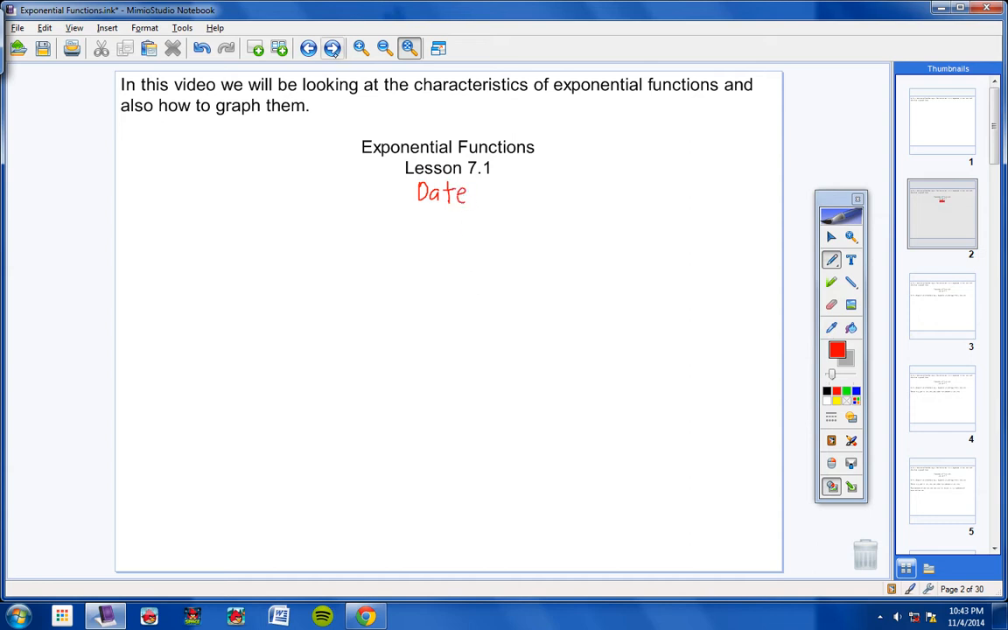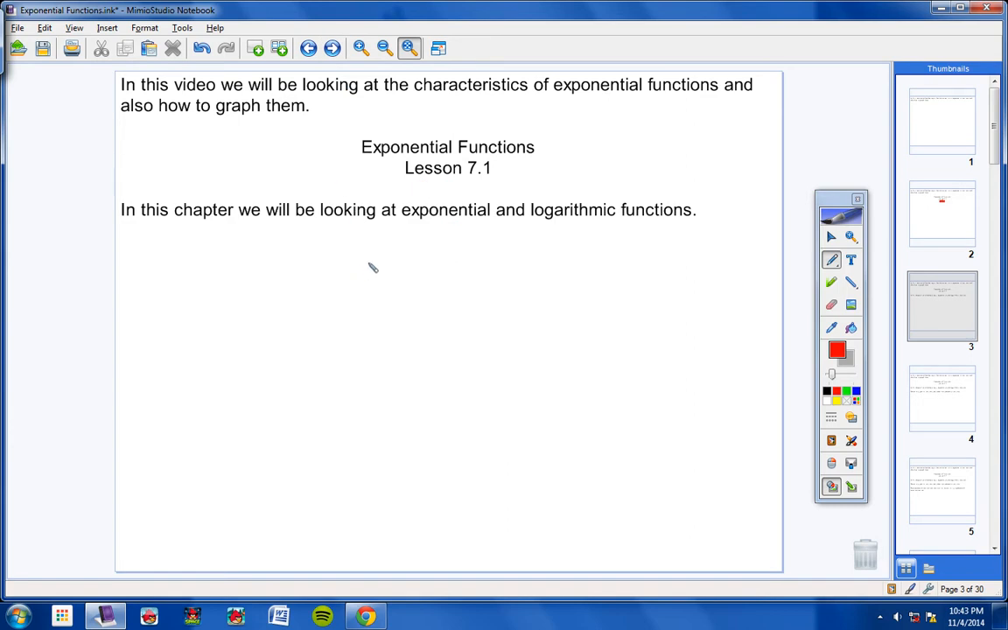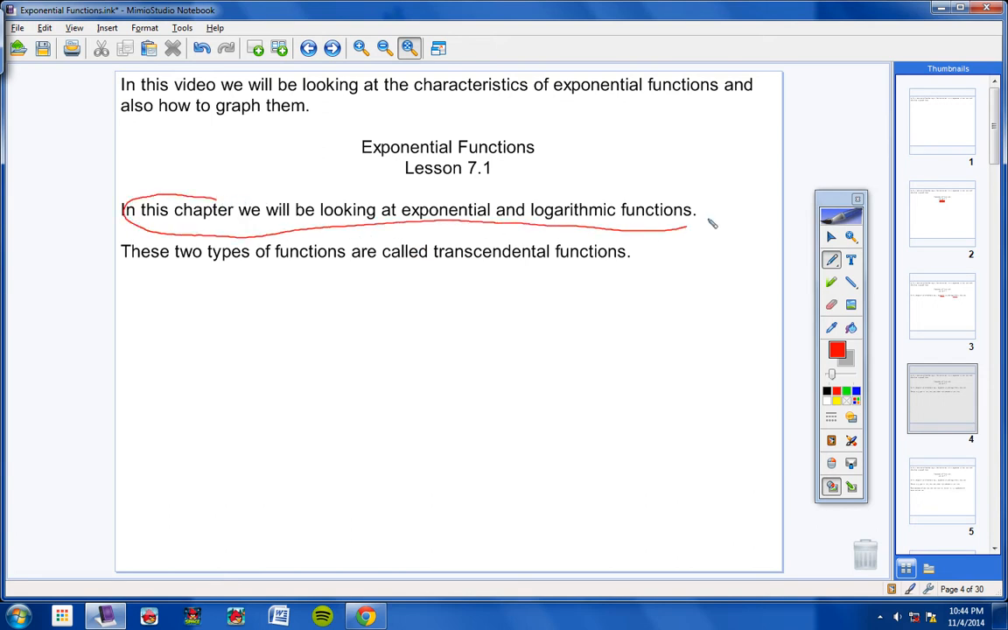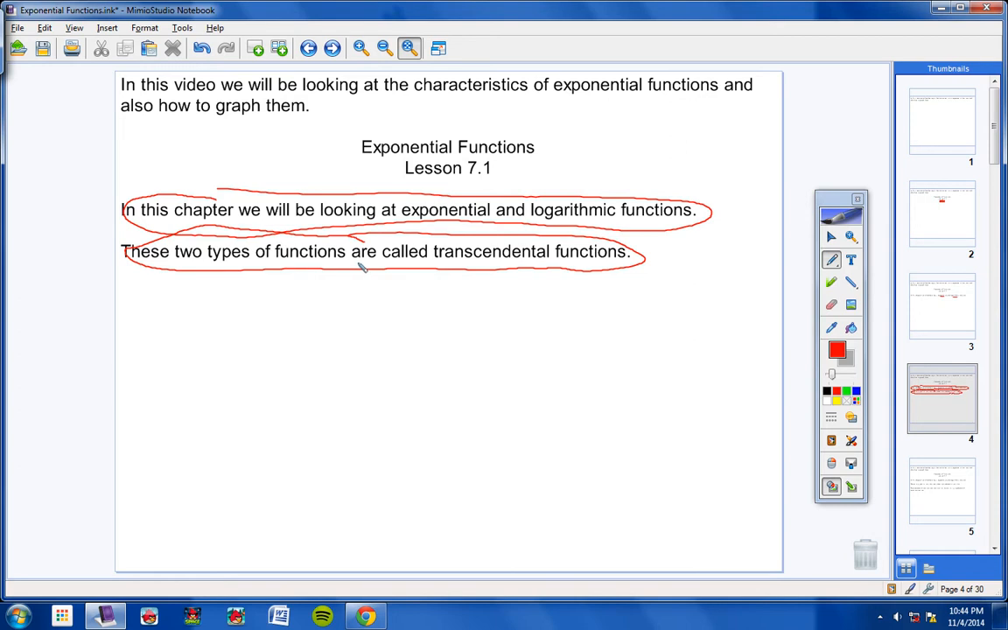Alright, let's continue on. In this chapter, we'll be looking at two different types of functions: exponential and logarithmic functions. These two types of functions are also called transcendental functions. Now, let me stop and say this: you do not need to write this in your notes, and you do not need to know that these two functions are called transcendental functions. I'm just letting you know that.